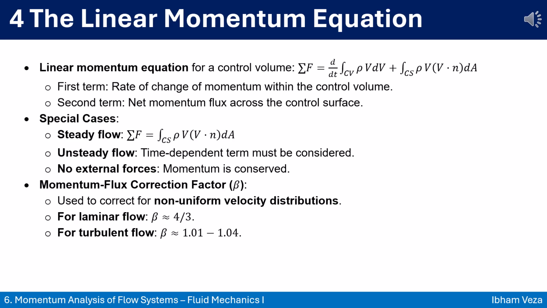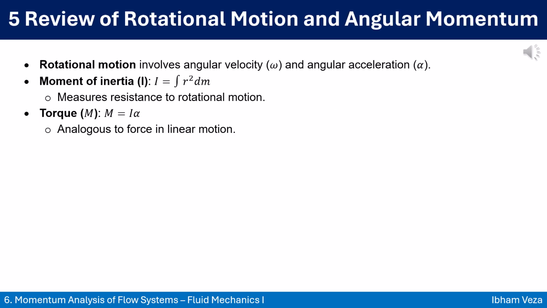For laminar flow, beta is around 4/3. For turbulent, it's only slightly above 1. Small correction, big accuracy.